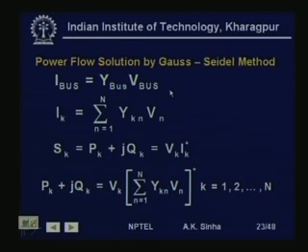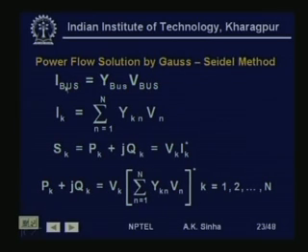So, one of the techniques which is the simplest one is what we call the Gauss-Seidel method. As we have seen earlier, the power flow equations are nonlinear, and therefore, we need iterative techniques for solution. Gauss-Seidel is one of those techniques. It is one of the simplest techniques for doing that. So, let us start with the very basics.